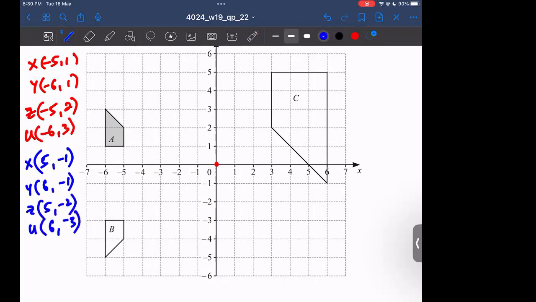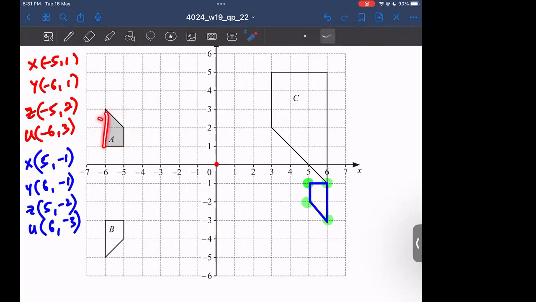Right? So 5, minus 1 is going to be 1, 2, 3, 4, 5, and minus 1. 6, minus 1 is going to be here. 5, minus 2 is going to be here. And then 6, minus 3 is going to be here. So we got the 180-degree rotation of the shape.